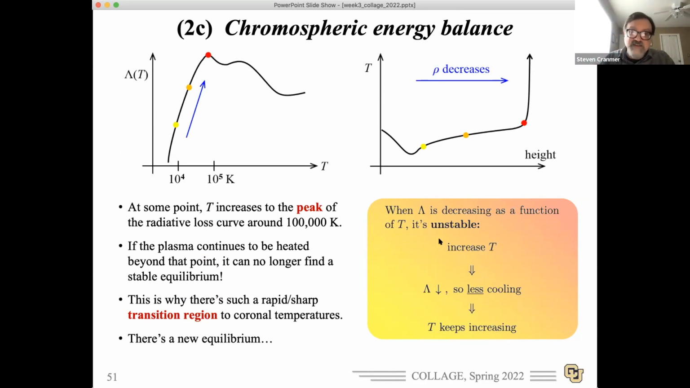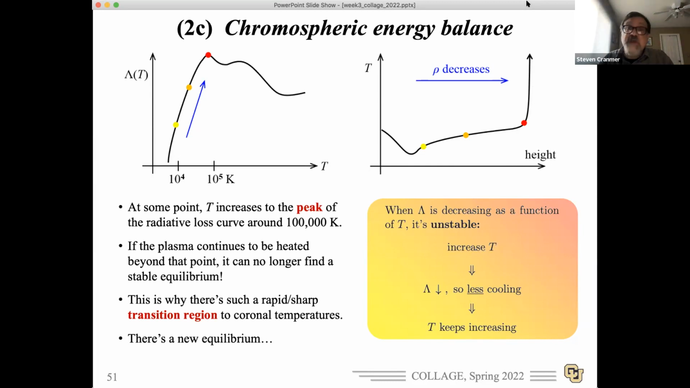And this is just an unstable sort of runaway process where the temperature just blows up, and it blows up so fast that it's this very sharp transition region. This is one reason why the transition region is so sharp. It just runs out of the ability to cool, and even if it was able to, it would be an unstable process. Yeah, so really that's the end of what I'm going to say about the chromosphere for now.